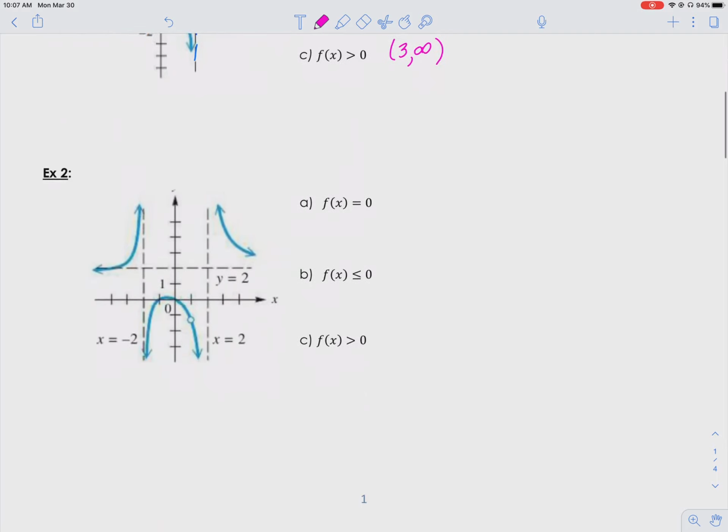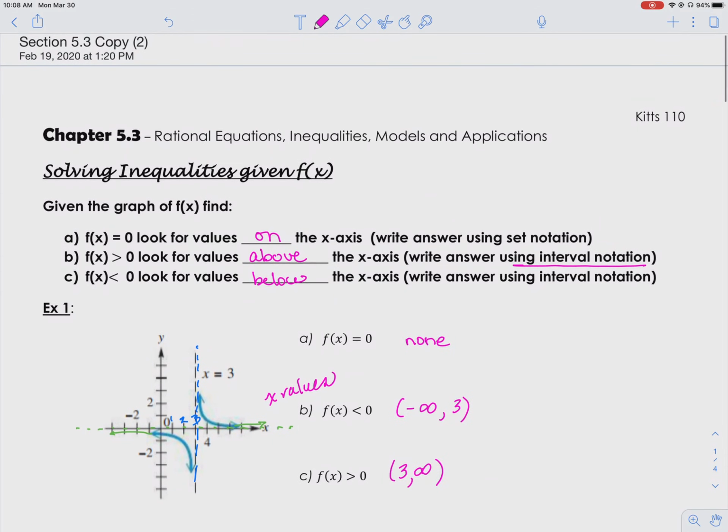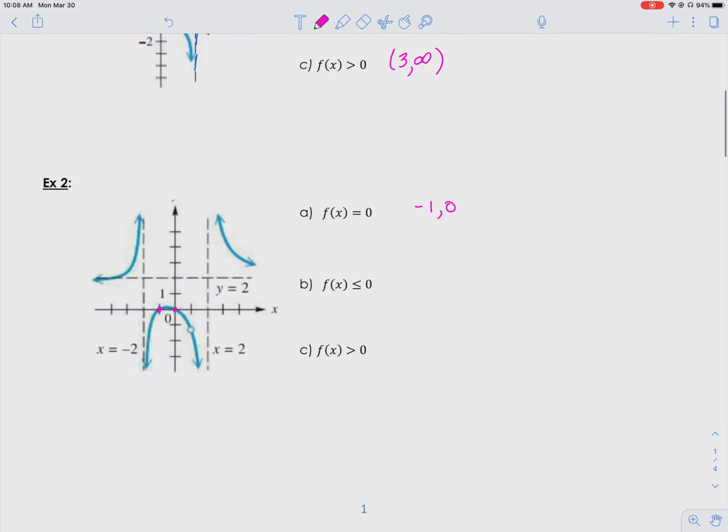Now let's look at this one. This one's a little bit odd. The first question is where it is equal to 0. Equal to 0 means where it's actually going to hit the x-axis. It looks like it's here and there. So it's actually going to hit the x-axis at -1 and at 0. Now, if you go back up to the beginning, when I ask for it to be equal to 0, the book really wants you to write the answer using set notation. That just means I'm going to put those little brackets around it. So there are the two places that it's actually going to hit the x-axis.